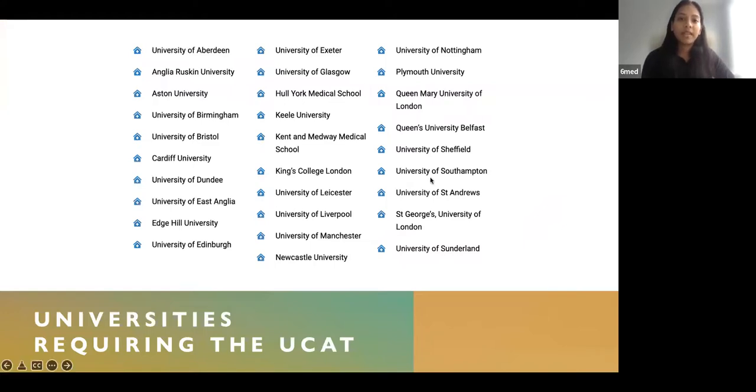These are the list of universities which require you to write the UCAT exam as opposed to the BMAT. As you can see, almost all of the UK medical schools use UCAT. There's only a select few, like Oxford, Cambridge, UCL and Imperial, which require the BMAT. So just make sure you write the UCAT or the BMAT depending on which universities you want to go to. But I'm not going to be talking too much about the BMAT in this session, because another colleague will be covering that in a few weeks' time.